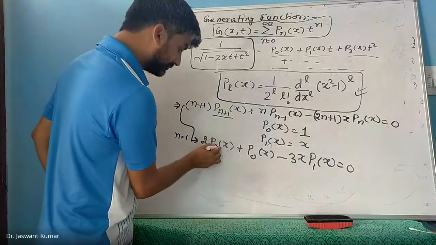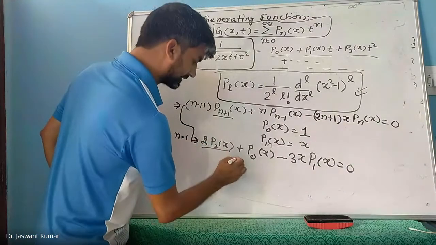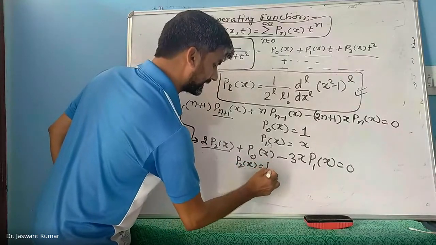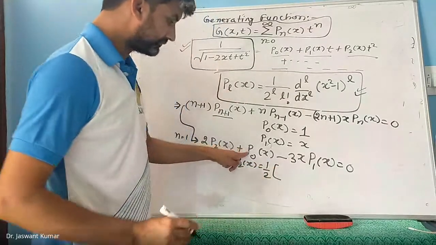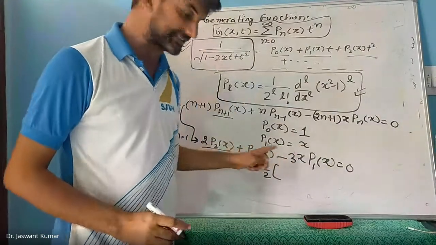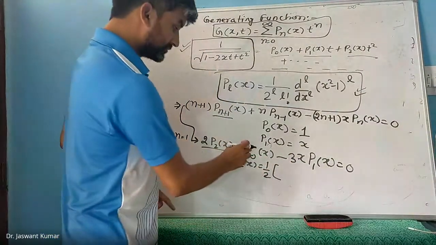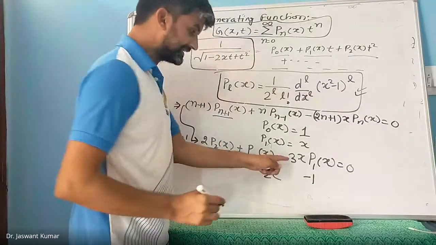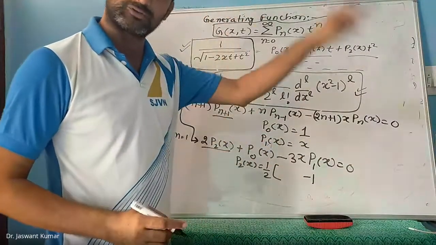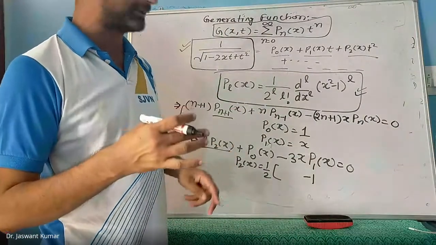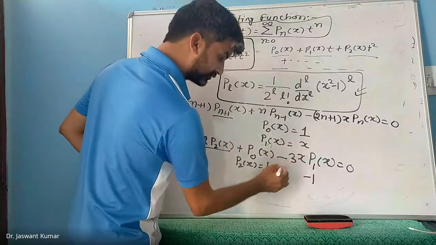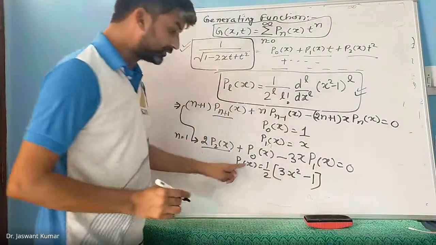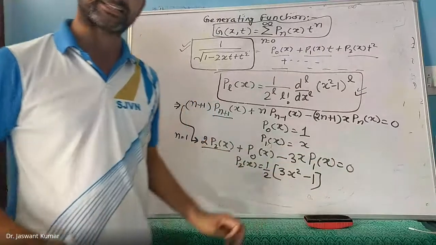So P2 x from here will be, this term will remain on one side. So P2 of x will be equal to 1 by 2 times, this P naught of x will go to the other side and become minus P naught of x. P naught of x we know is equal to 1, so this will become minus 1. This 3x times P1 of x will go to the other side and become plus 3x P1 of x. P1 of x we know was x, so this will become 3x squared. And see, P2 of x was actually 1 by 2 times (3x squared minus 1).